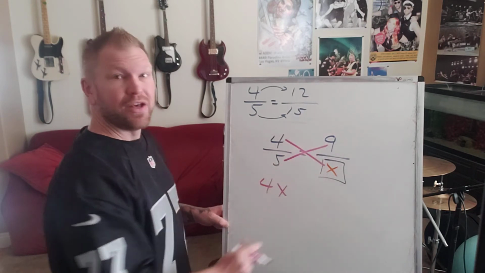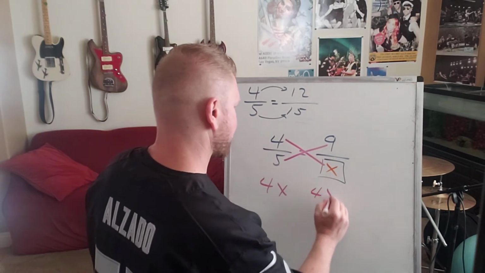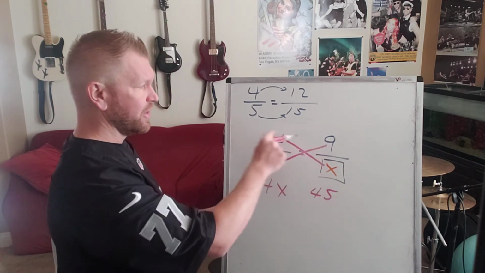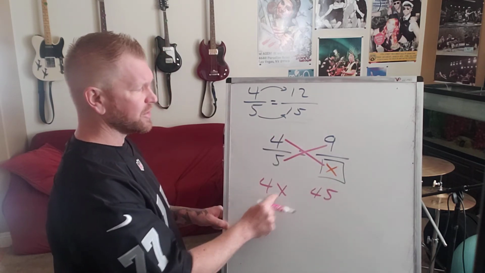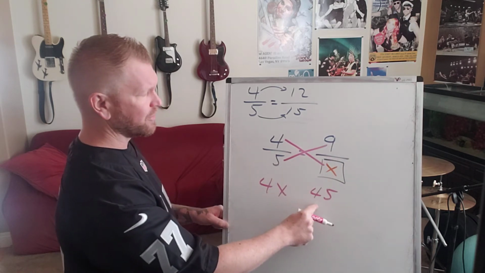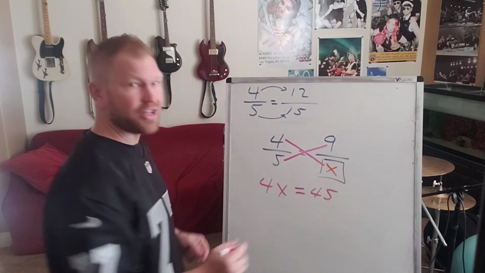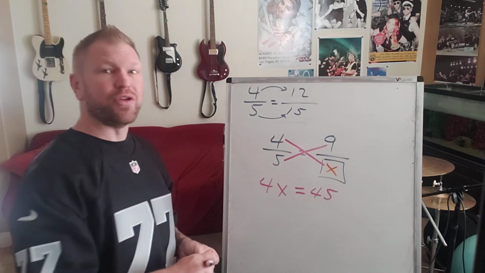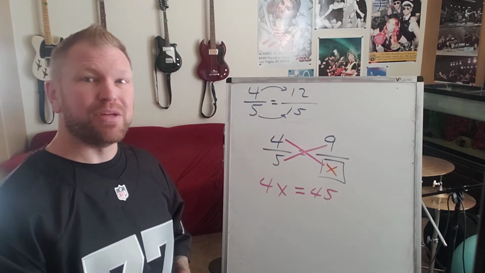5 times 9 is 45. Put these numbers across from each other like this. So we have, again, 4x is the product of 4 and x. 45 is the product of 5 times 9. Set them equal to each other because, again, we know the cross products have to be equal. So 4x equals 45. Now you've got yourself a one-step equation.